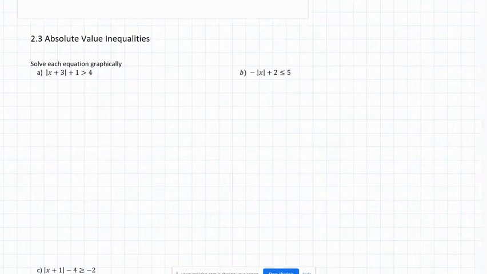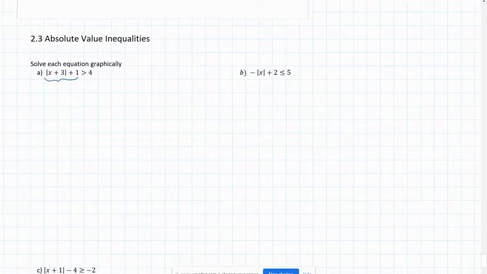Hello everybody. In this lesson we're going to learn how to solve graphing inequalities by two different methods, both graphing and algebraically. So you're going to need some graph paper for today's lesson, so go ahead and take out some graph paper and let's do example A together.